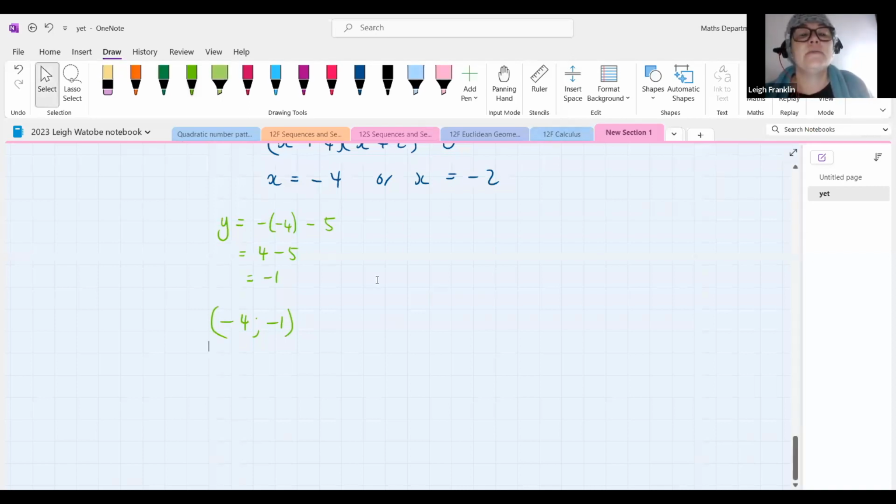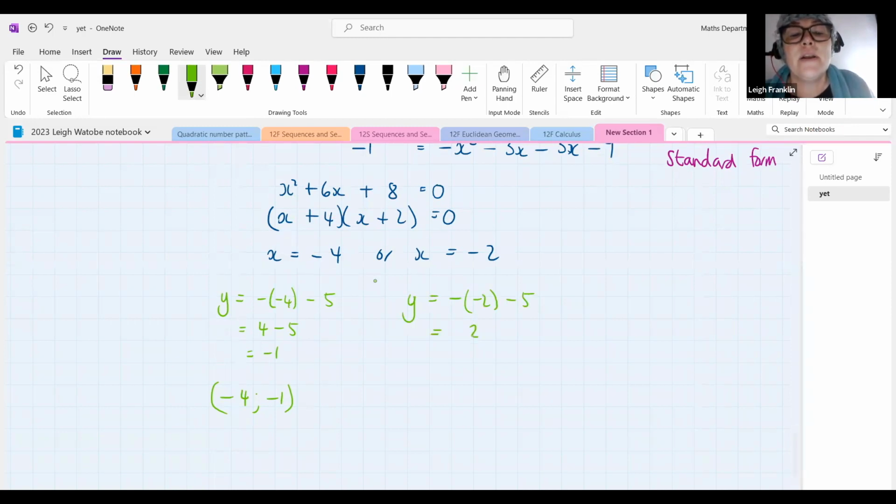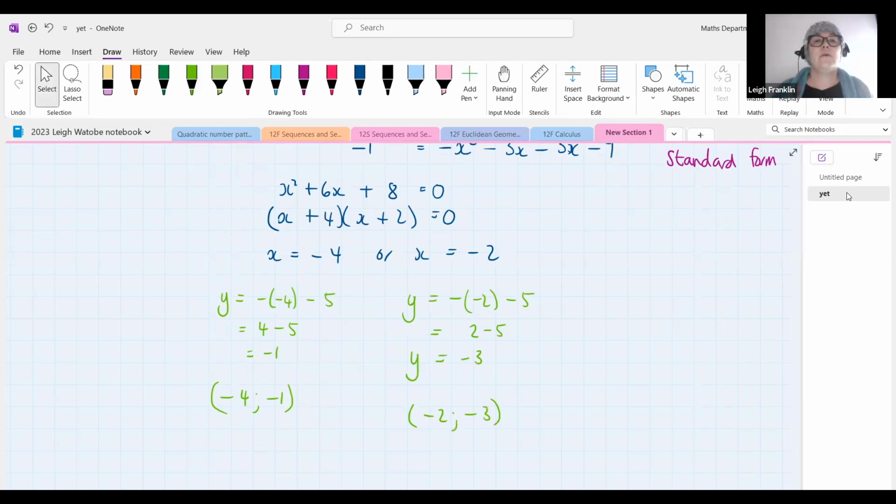And as far as the other one is concerned, y equals negative x minus 5. So that leaves us with 2 minus 5, which is negative 3. So we've got negative 2 and negative 3.